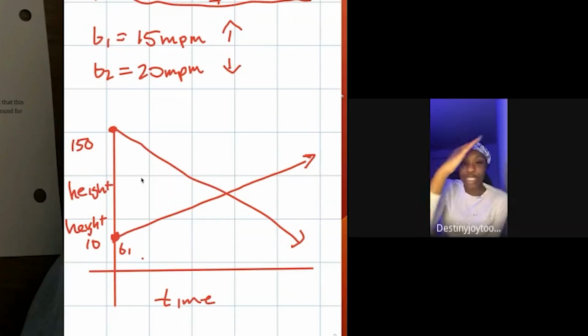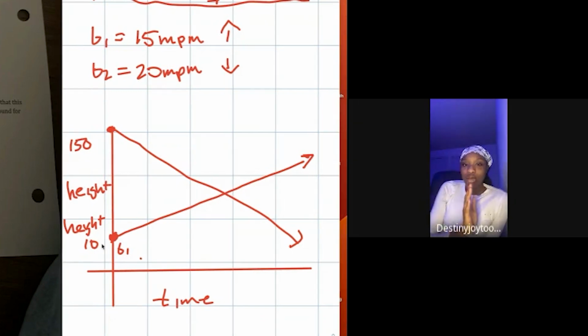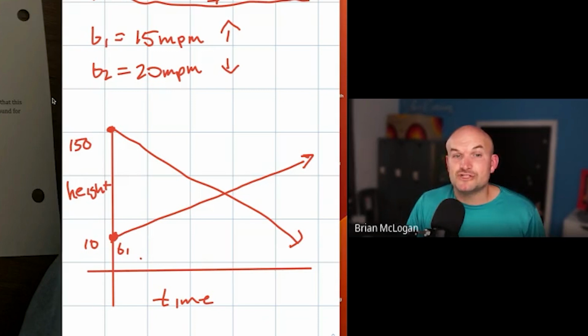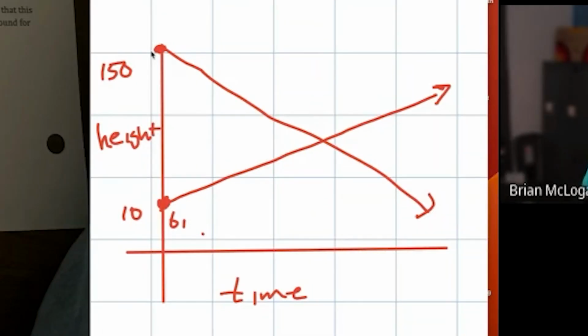Does that make sense at all? Wait, so why is it not going down? Why is it going across? Well, what I'm saying is this is a relationship of the height compared to the time. This is a graph to represent the position of the balloons.